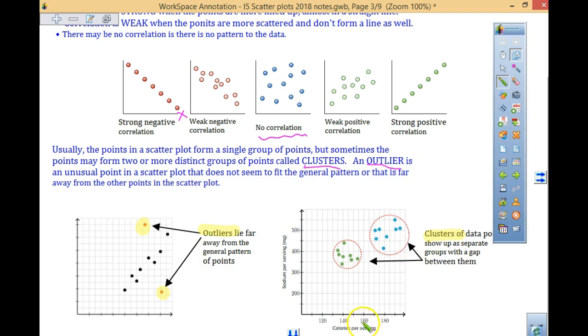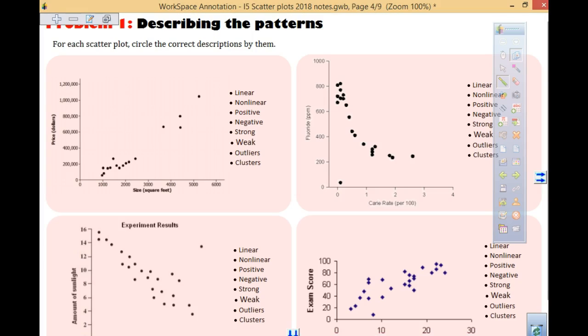So when we were looking at the data here, they were looking at calories per serving and sodium, right? So there's some things that are lower in sodium and still have quite a few calories. Then there's these ones that have a lot of salt and a lot of calories.